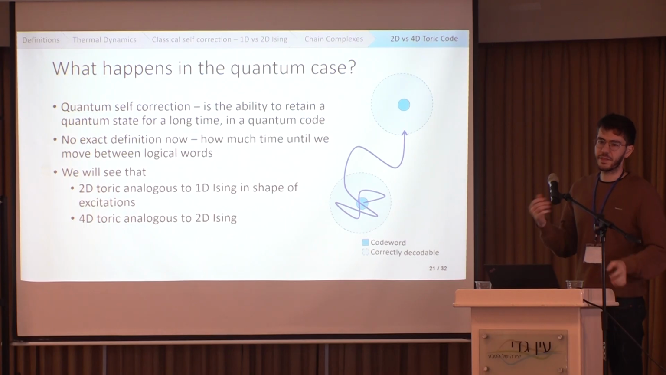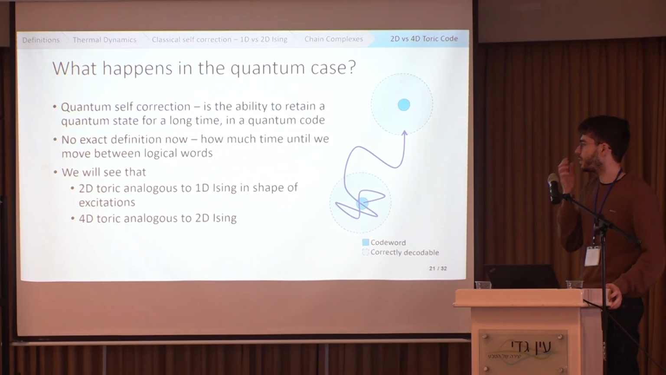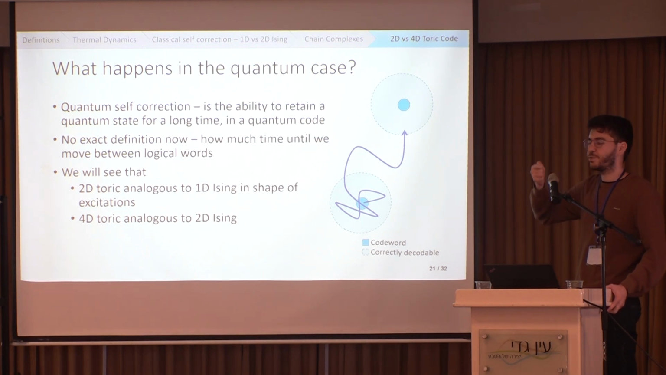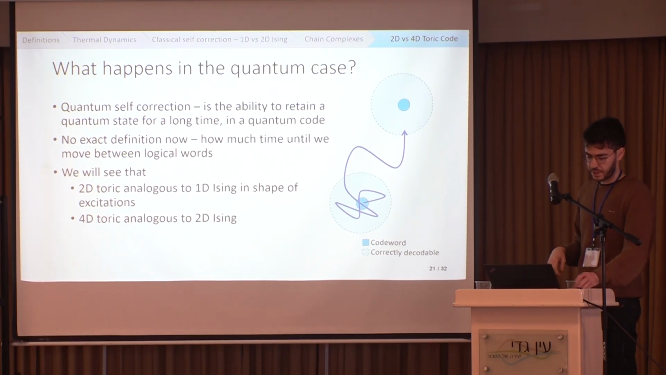And we'll see that the 2D toric code is analogous to the 1D Ising model from the point of view of chain complexes, and that's why we don't have self-correction, while the 4D toric code is like the 2D Ising case, and then we have self-correction.